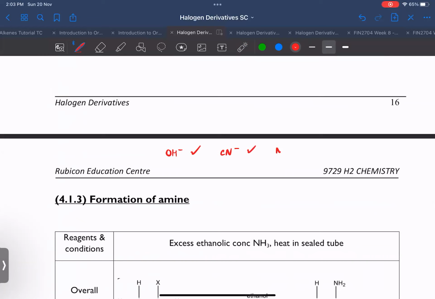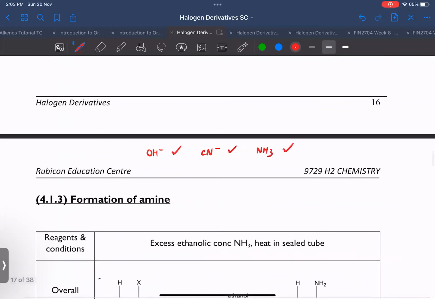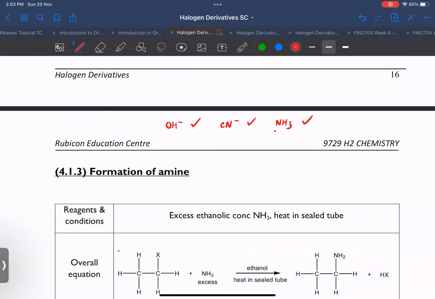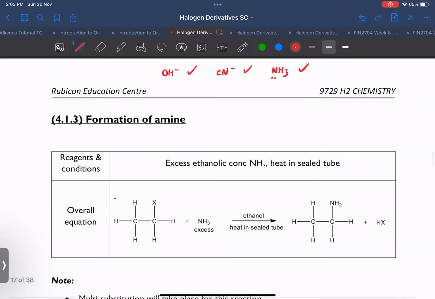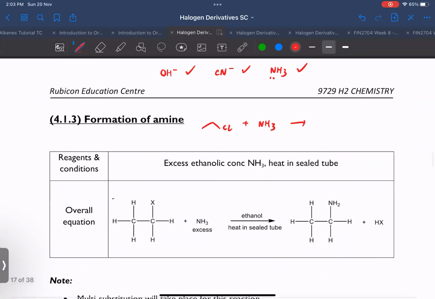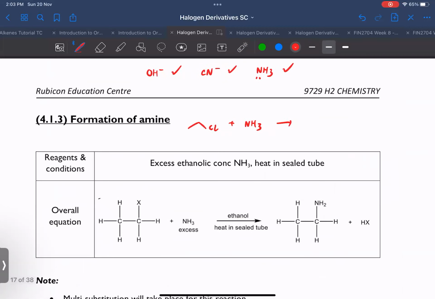I'm going to use the final nucleophile, NH3. So remember just now, NH3 has a lone pair. So even though it doesn't have a negative charge, it's still a nucleophile. How does this work? First of all, I'm going to take a halogen, because we're talking about halogenoalkanes. I take a NH3. And as you can guess, I'm just going to do a simple substitution. But is this correct?